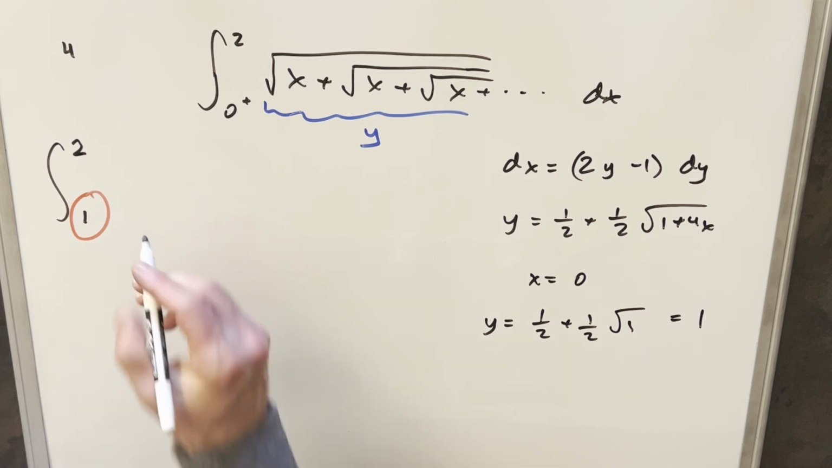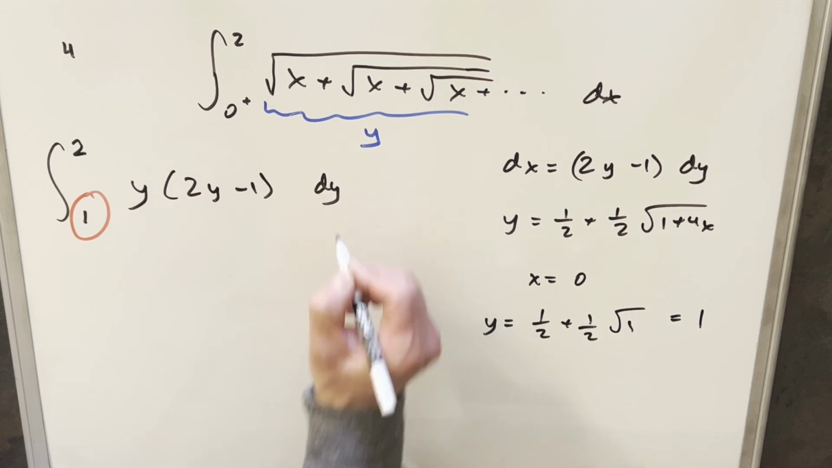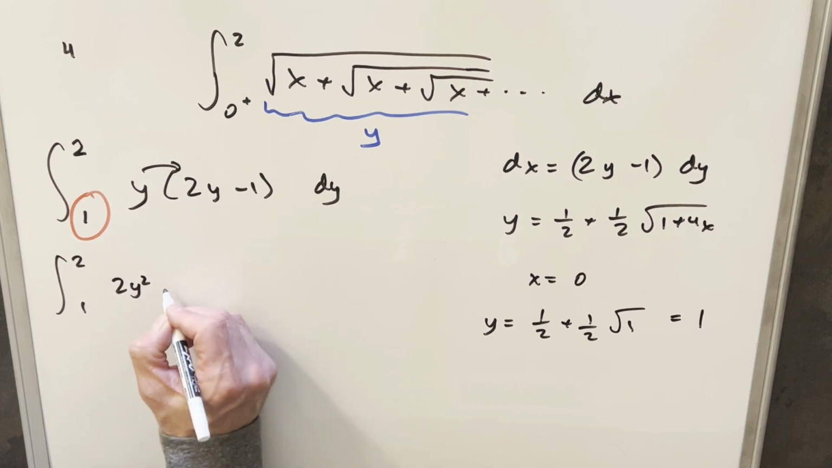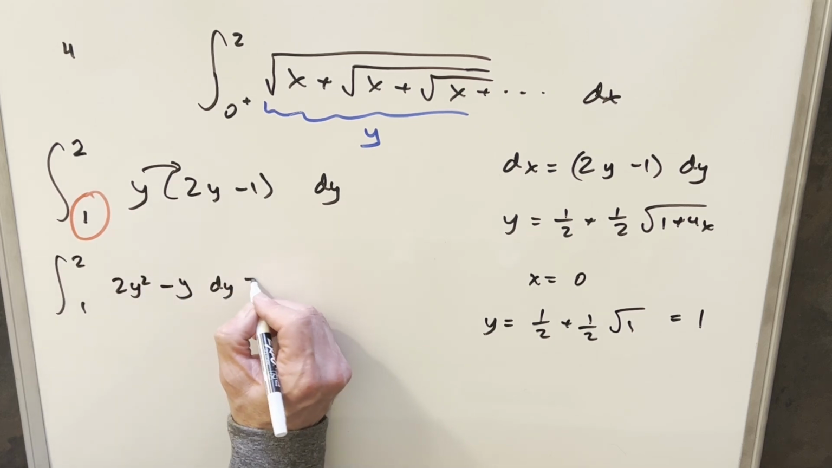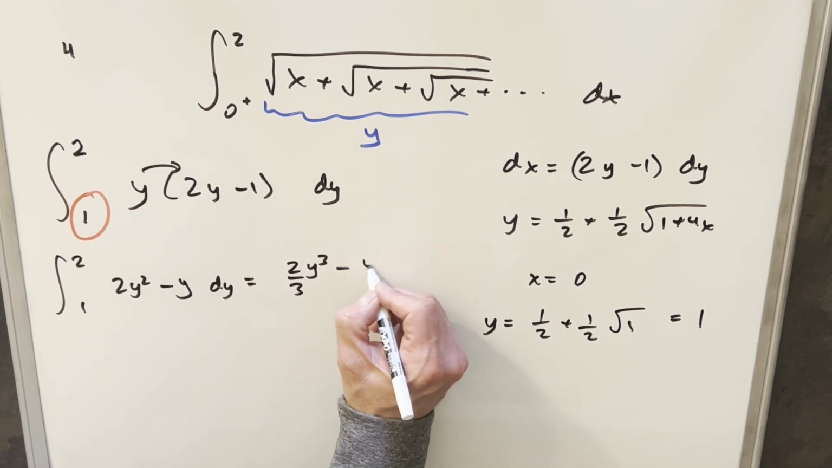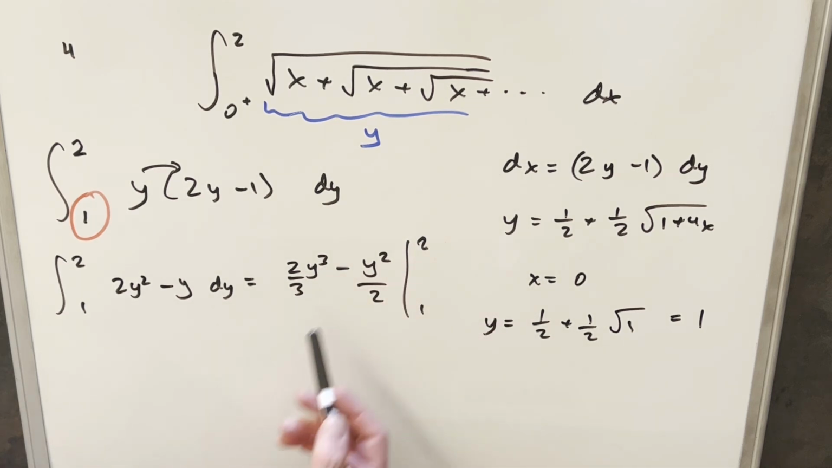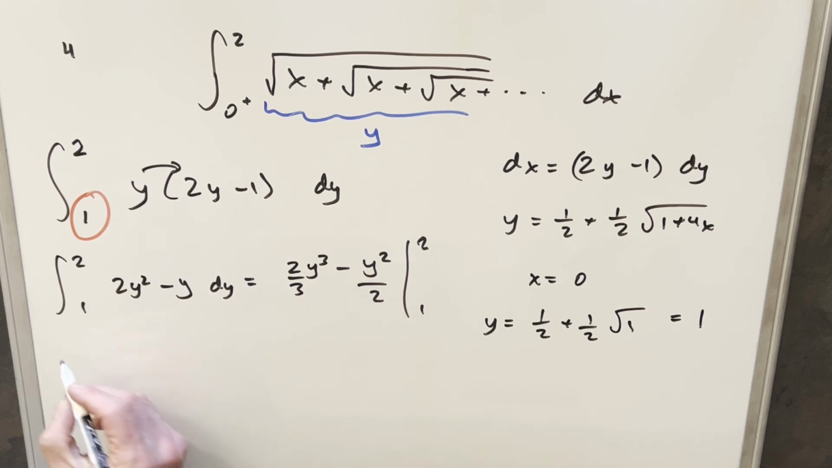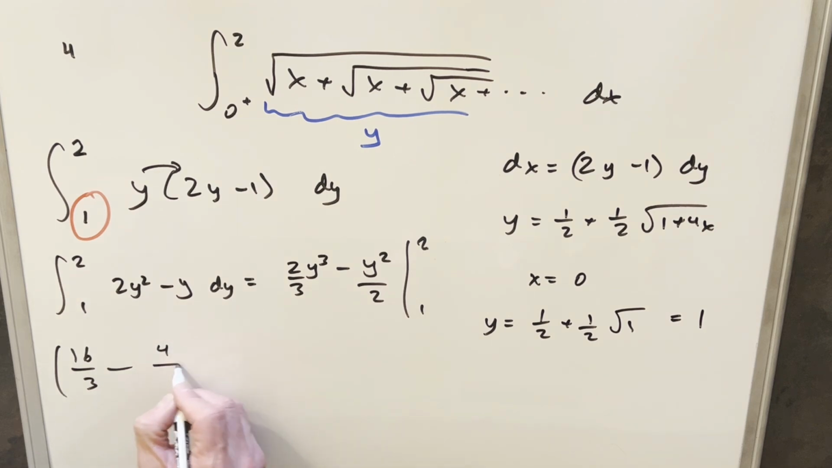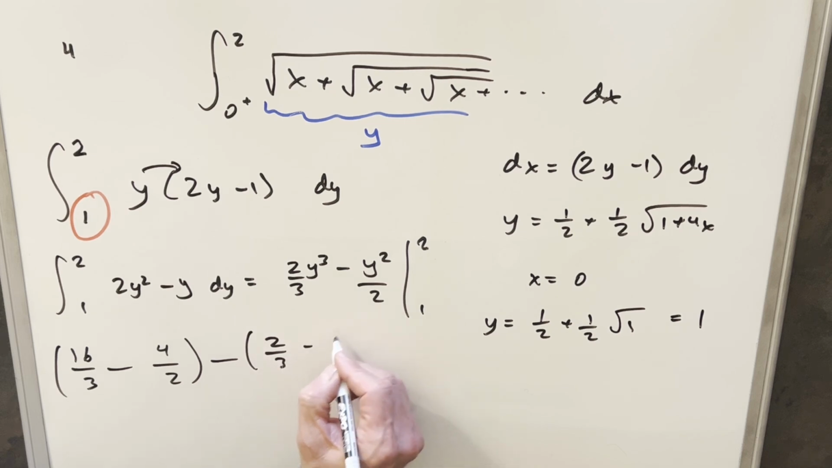Now again, this whole radical is going to be y, and we'll use our dx value from over here, which is 2y minus 1 dy. We'll distribute in this y, so we're integrating from 1 to 2 of 2y squared minus y dy. We can just integrate this with the power rule, and we're going to have 2/3 y cubed minus y squared over 2, evaluated from 1 to 2. So let's evaluate this. 2 cubed is 8, so we'll have 16 over 3 here, minus 2 squared, which is minus 4 over 2 here. Then plugging in 1, this is just going to give me 2/3 minus 1/2.